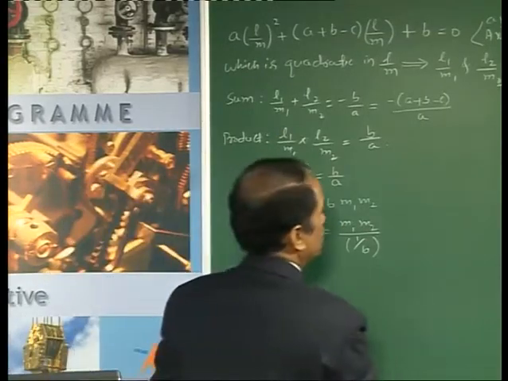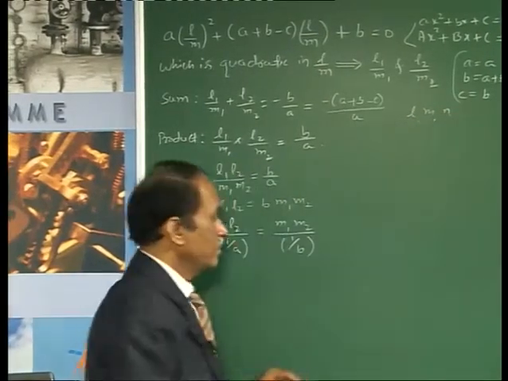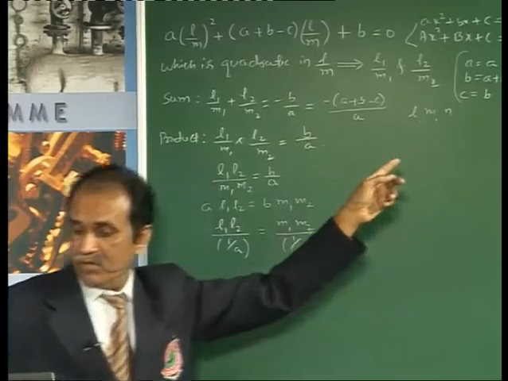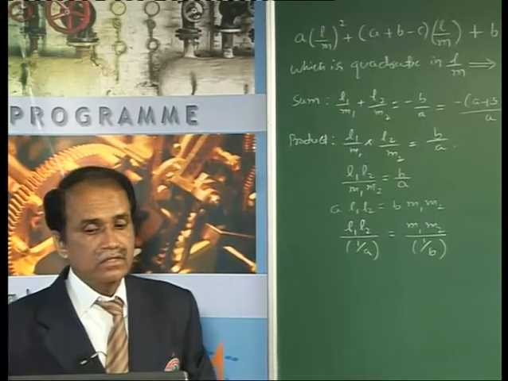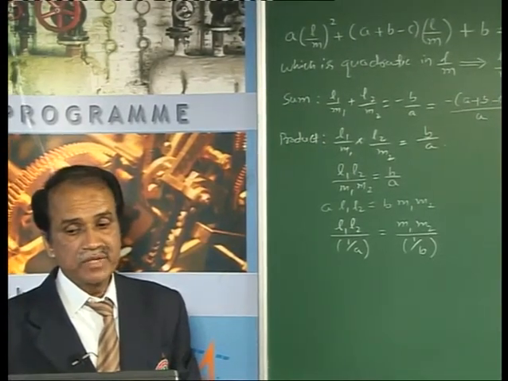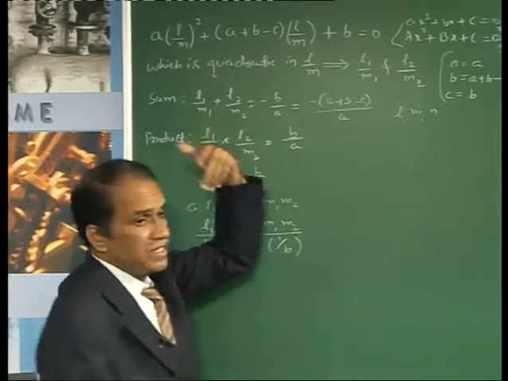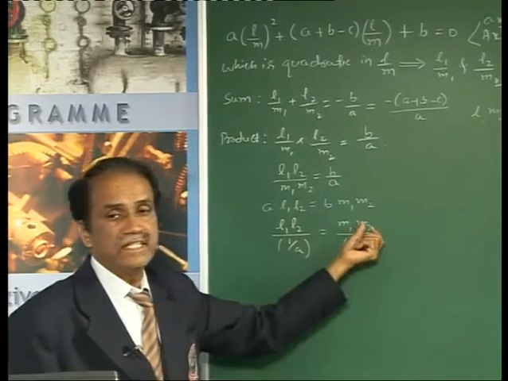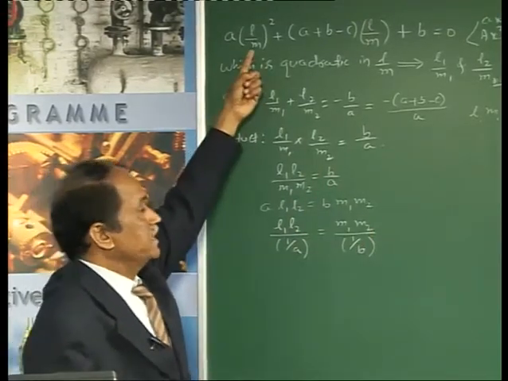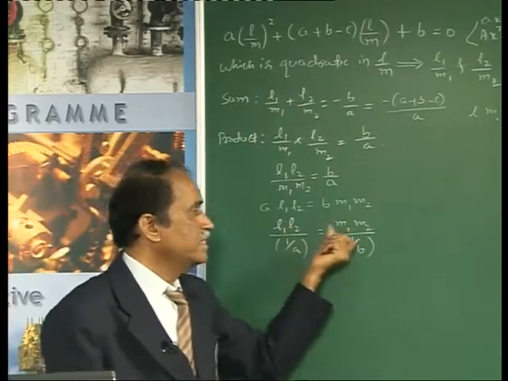You have the cyclic order according to the direction cosines L, M, N. From those two given equations, AL plus BM plus CN equal to 0 and MN plus NL plus LM equal to 0, instead of eliminating N, if you had eliminated L, you would have arrived at the relation between N and M. And if you had eliminated M, retaining L and N, you would have arrived at a conclusion between L and N.